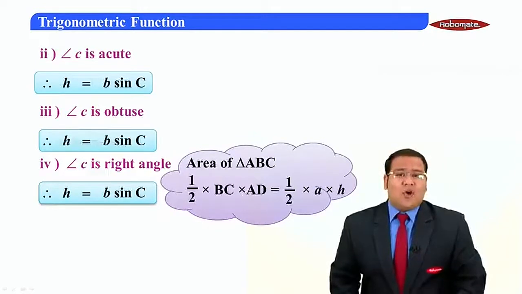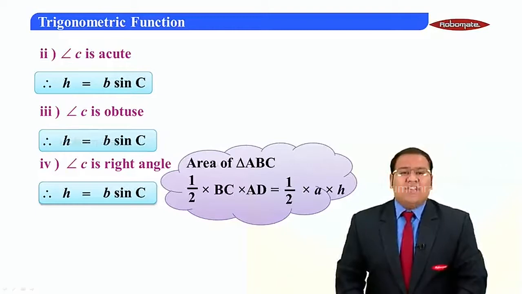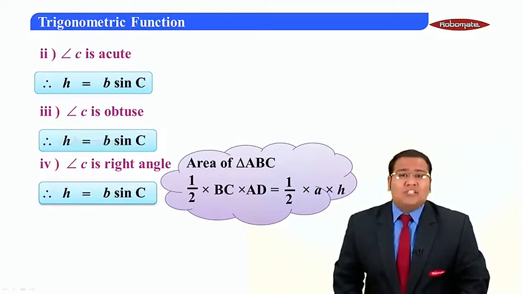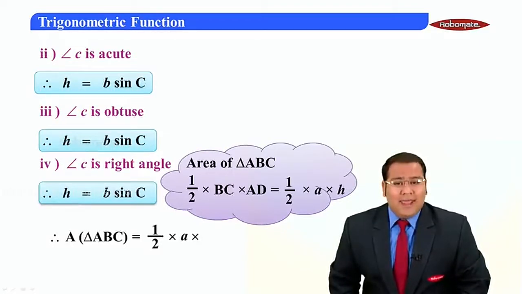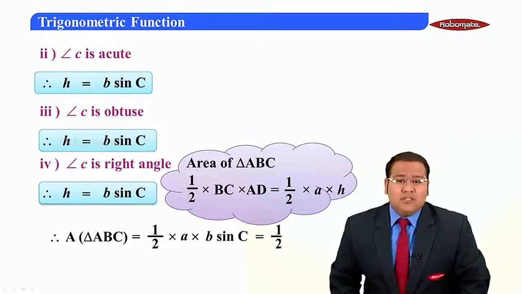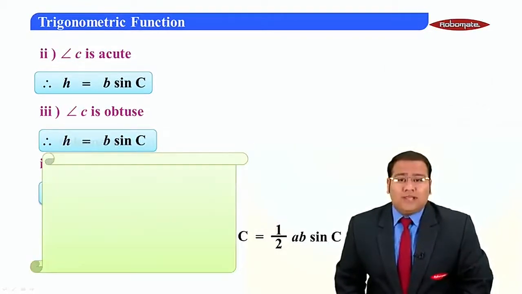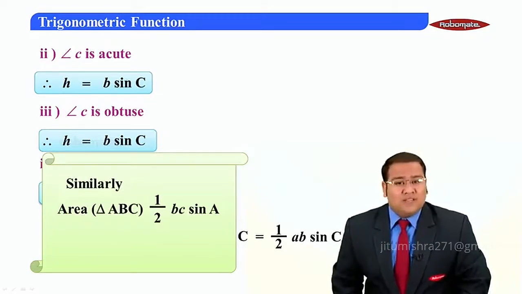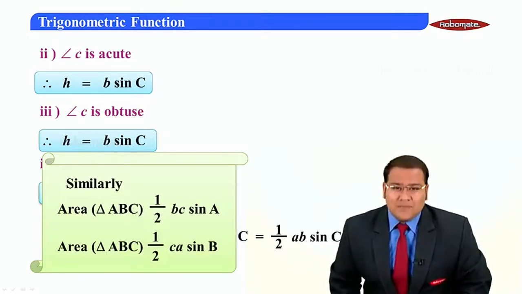So, we can say that area of a triangle ABC is nothing but half into BC into AD, which is equal to half into a into h. Yes, but h is what? b into sin C. Therefore, I can say area of a triangle ABC is half into a into b sin C, which is equal to half ab sin C. Similarly, area of triangle ABC would be half into BC sin A, and it would also be equal to half into CA sin B.